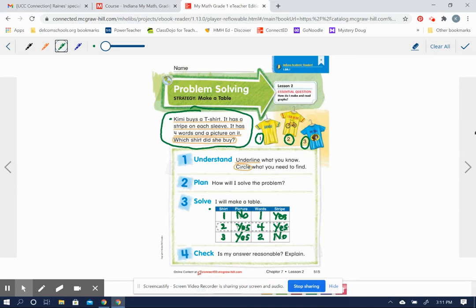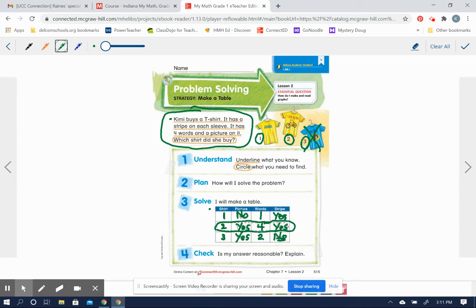Well, stripes on the sleeves. So it could be either 1 or 2. It's definitely not going to be 3 because there's no stripes on the sleeves. So it's definitely not number 3. It has 4 words and a picture. Here's the column with the words. And look, right here, shirt number 2 is the one that says it has 4 words. So guess what? We know that that is the shirt that she bought.